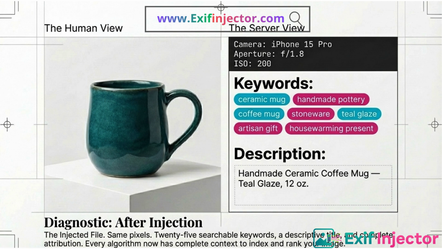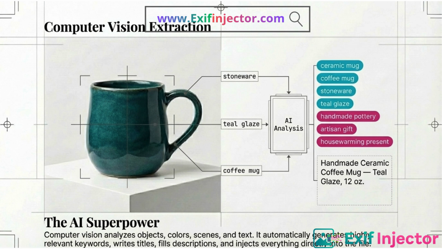Computer vision extraction, the AI superpower. And here is where it gets powerful. You do not have to write any of this yourself. Computer vision analyzes your image. It identifies the objects, the colors, the scene, the text. Stoneware, teal glaze, coffee mug. It automatically generates highly relevant keywords, writes titles, fills descriptions, and injects everything directly into the file. This is the AI superpower. What used to take 5 minutes per image now takes seconds.